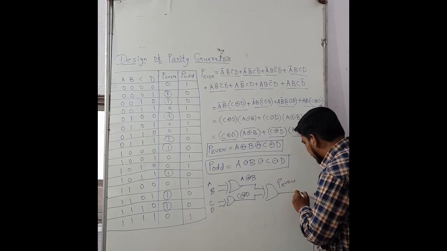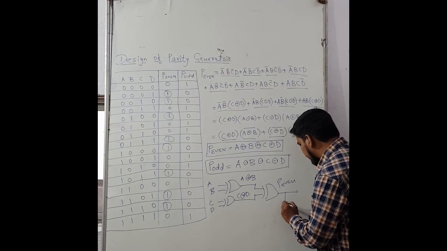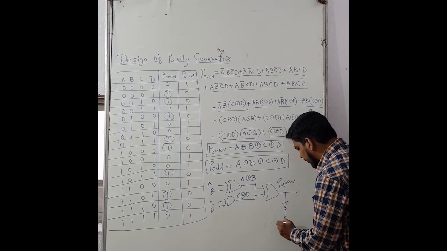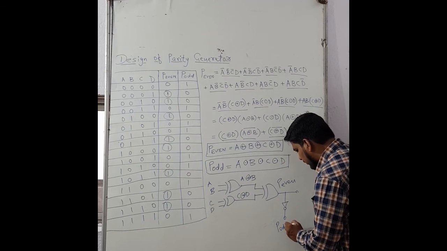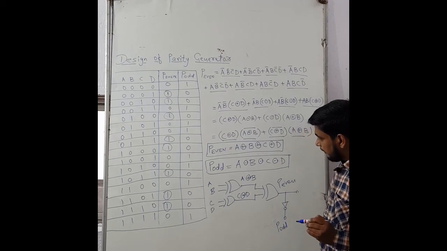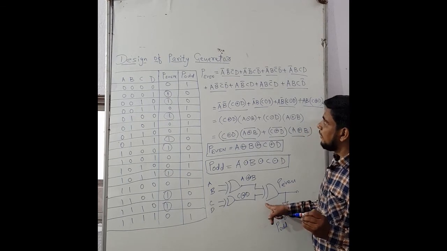For getting p of odd, you can connect one NOT gate over here, so you are getting p of odd. In this way you can design the parity generator.